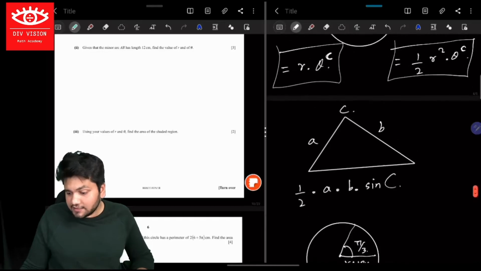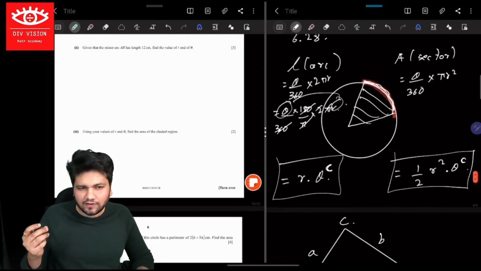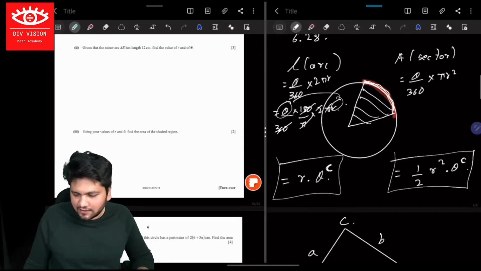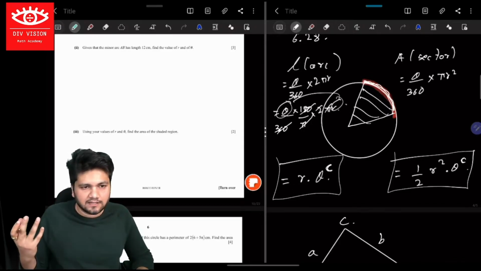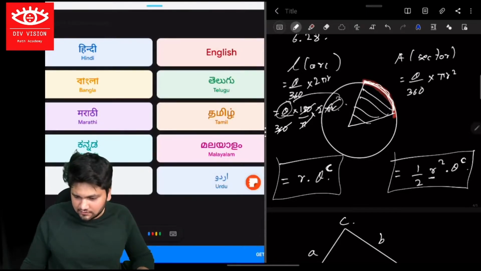By any chance, if you get confused about which formula is for what, remember that length of arc is length. The unit for length is centimeters or meters, so there will be only one r. But area is generally centimeter square, meter square, something like that. So here it's going to be centimeter square, that's why r square.